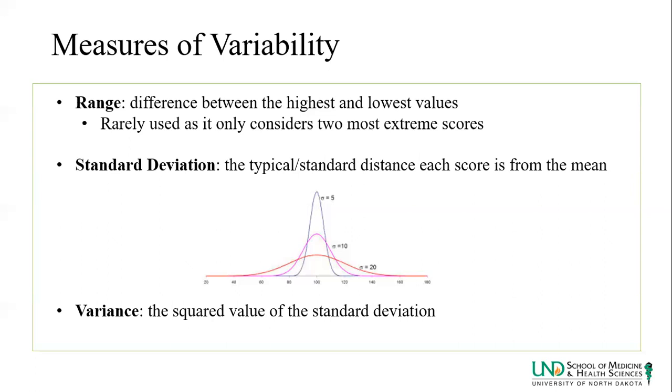Variance is another measure of variability. Variance is simply the squared value of the standard deviation. We don't generally report variance or see it being reported too often because it is in squared units. So you will more commonly see the standard deviation reported since that is easier for people to interpret.